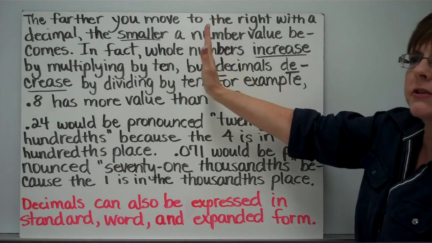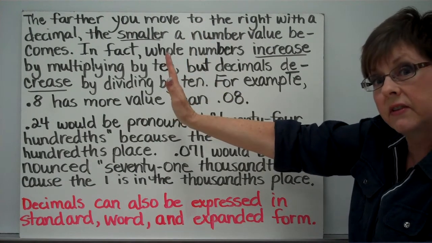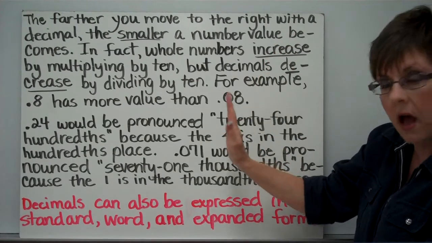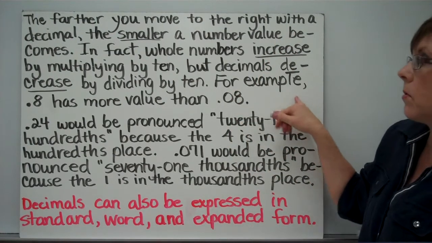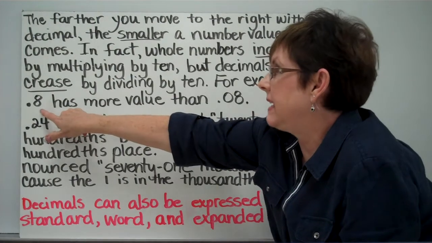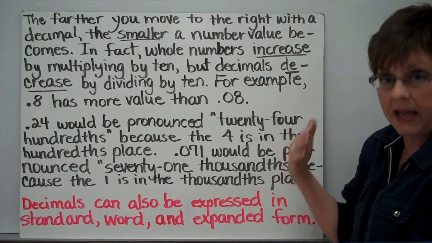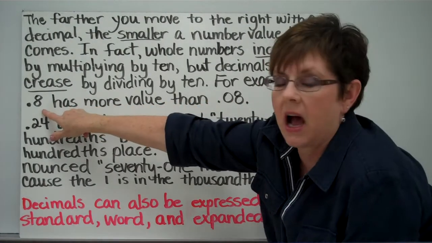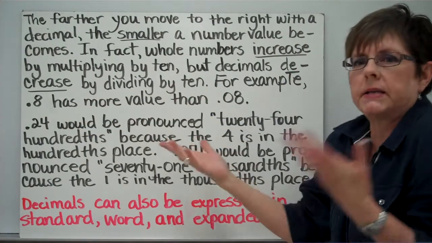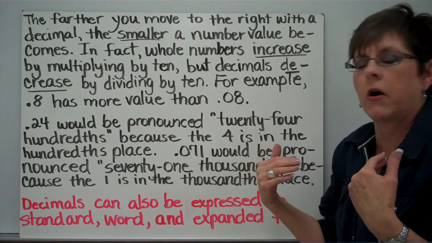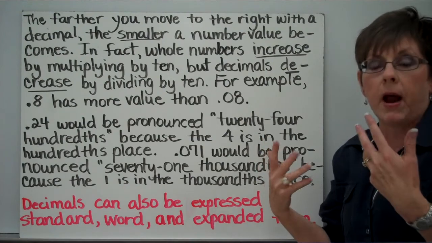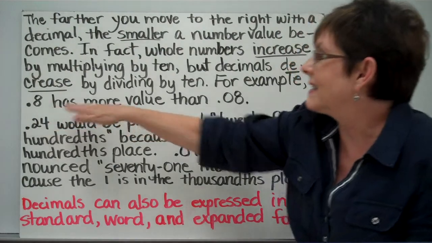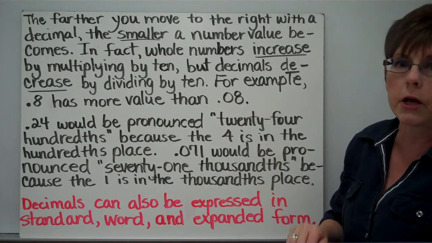In other words, the hundredths are 10 times smaller than the tenths, and the thousandths are 10 times smaller than the hundredths. For example, if I gave you this number, 8/10 has more of a value, 10 times more of a value than 8/100. Think of this as 8 dimes. If somebody said, what would you rather have, 8 dimes or 8 pennies, you'd probably say, I would rather have 8 dimes because it's worth more. So 8/10 is 10 times more than 8/100.